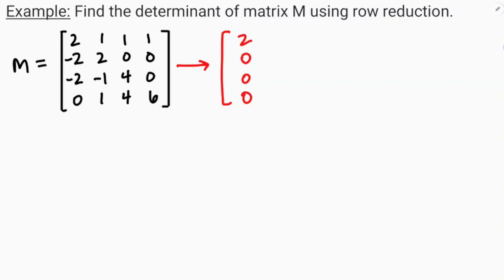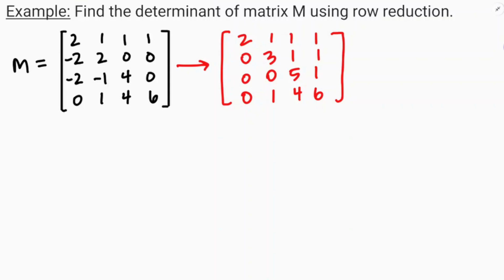So I'm adding row 1 to row 2. So 2 plus 1 is 3, 0 plus 1 is 1, 0 plus 1 is 1. I'm adding row 2 to row 3. So I'm getting that 0: negative 1 plus 1 is 0, 4 plus 1 is 5, and 0 plus 1 is 1. I don't think I'm doing anything to row 4, and I didn't do anything to row 1 either.